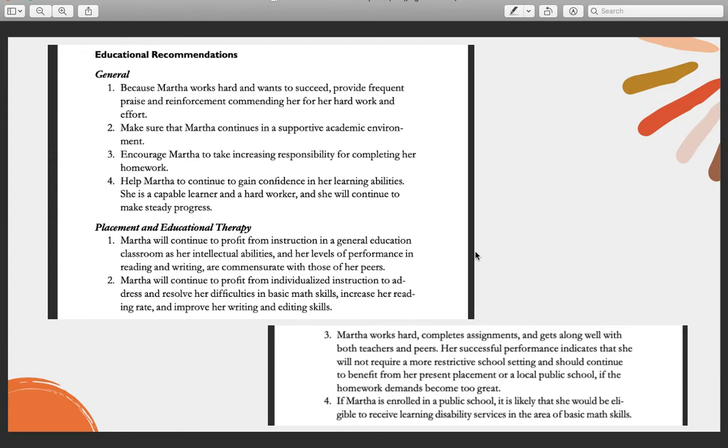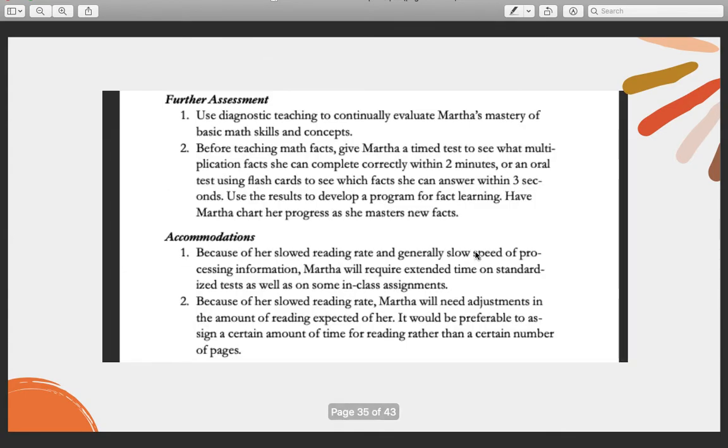Now, placement and educational therapy. Martha will continue to profit from instruction in a general education classroom as her intellectual abilities and her levels of performance in reading and writing are commensurate with those of her peers. Remember, during the referral time, the concern was whether to place Martha in a special school. And then here's a recommendation. It says no need because she can still benefit, she can still continue in a general education, but with accommodations. Okay? Now, ito na yung further assessment and accommodations.